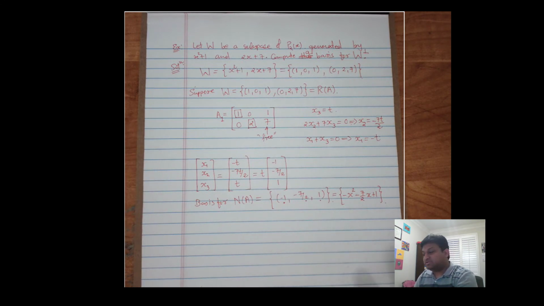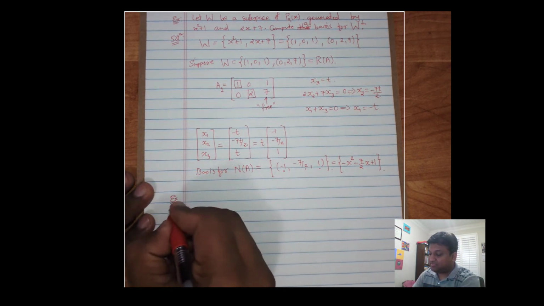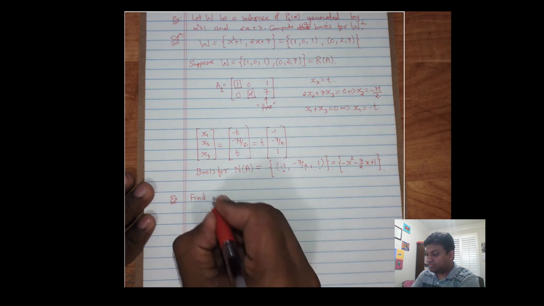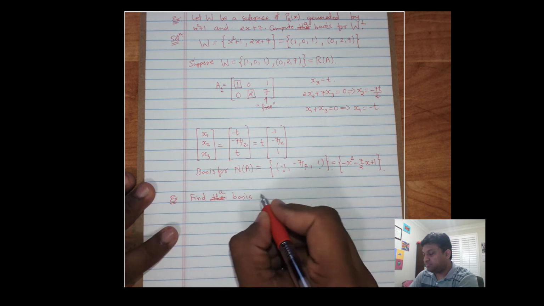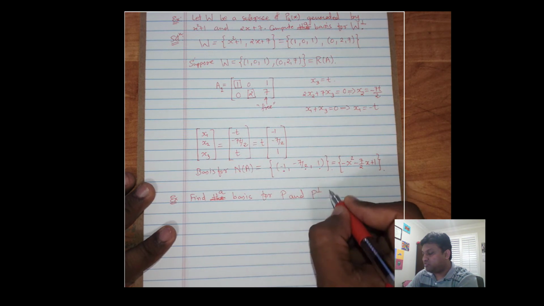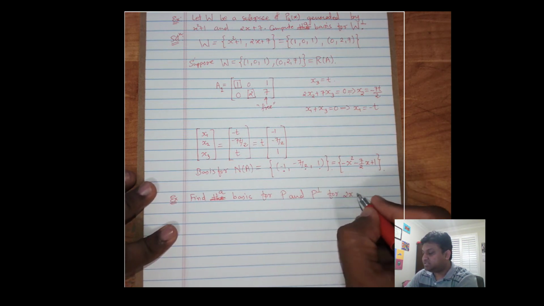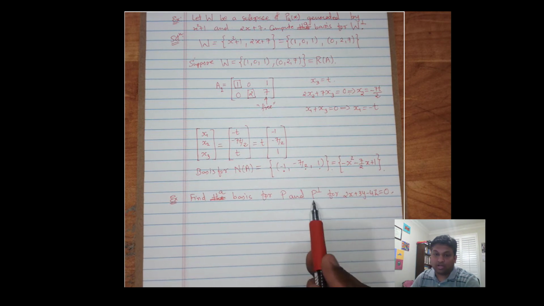We can ask a similar type of question in a slightly different form. Maybe something like this: find the basis for P and its orthogonal complement, for this plane 2x plus 3y minus 4z equal to 0. Any plane through the origin in R3 is a subspace of R3. This is something that we have proved already earlier. Now let's try to find the basis for P and its orthogonal complement.